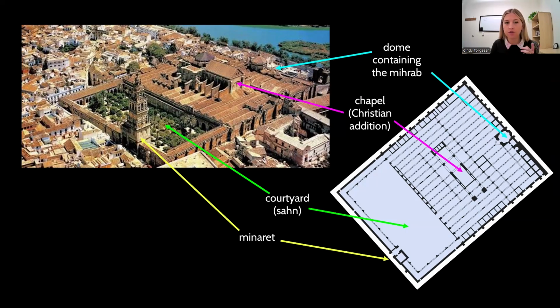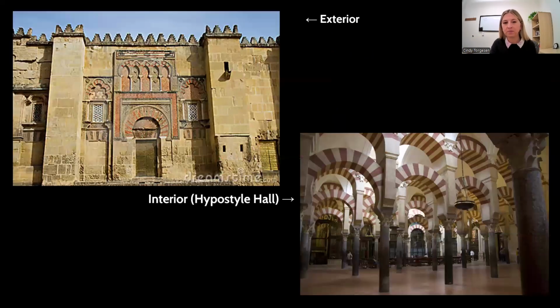We have the minaret, which is on the outside of the courtyard. Then we have the Christian chapel, which is sort of in the center of the hypostyle hall area. And then we have the dome containing the mihrab on the other wall.